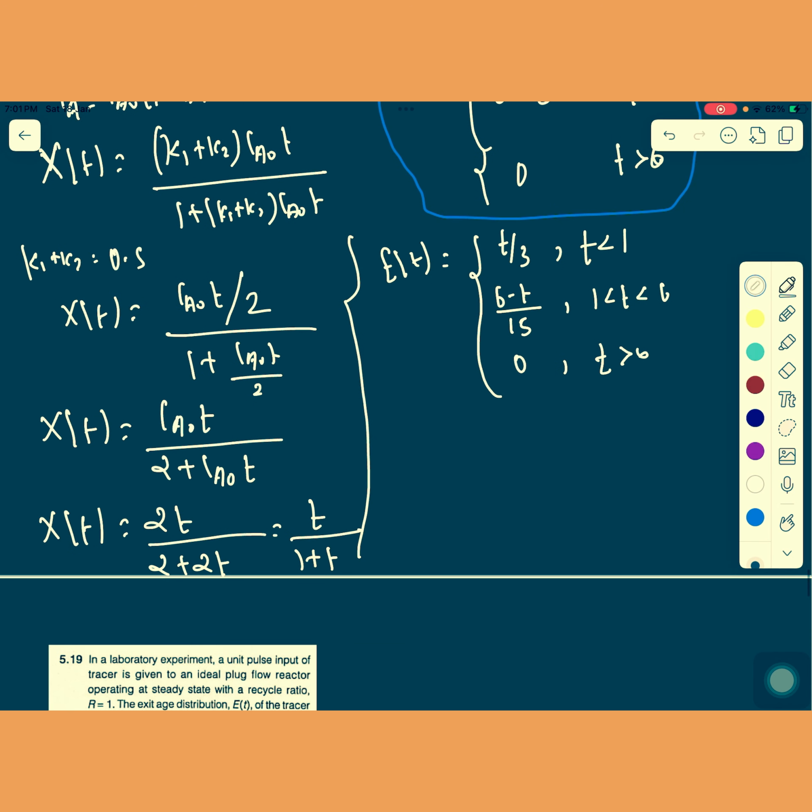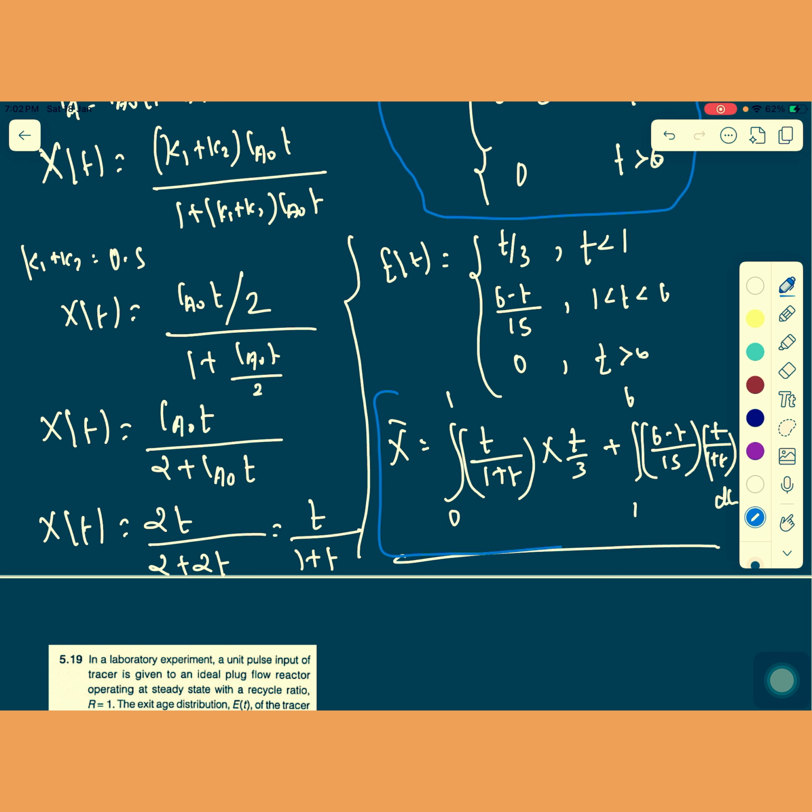So we have et, we have xt. So now x bar can be written as the integral from 0 to 1 of t upon 1 plus t multiplied with et, which is t by 3, plus again from 1 to 6, 6 minus t divided by 15, and again this is t upon 1 plus t dt. So this will give you the overall conversion using the segregation model. Is that clear?